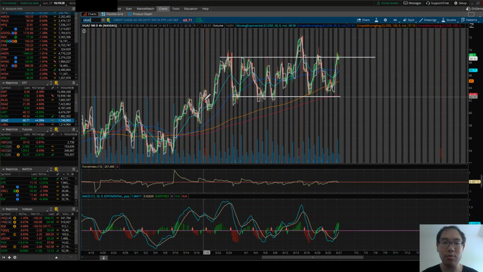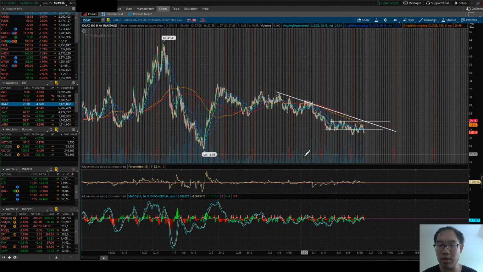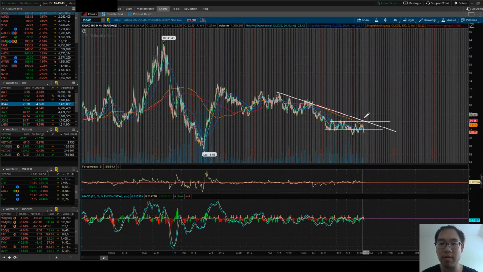So hopefully you guys were able to take part in UGAZ. In the meantime, you were talking about DGAZ, but DGAZ, like we said, is just too dangerous. This is a descending pattern on a bear flat trajectory to the downside. It's not something we want to actively participate in given this trend.